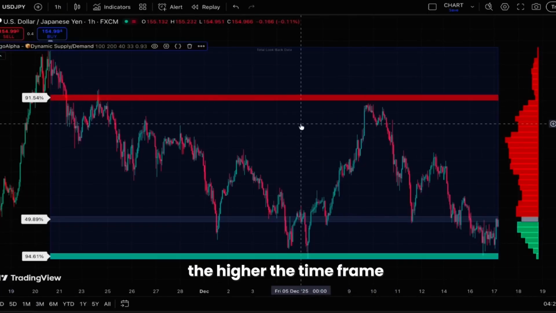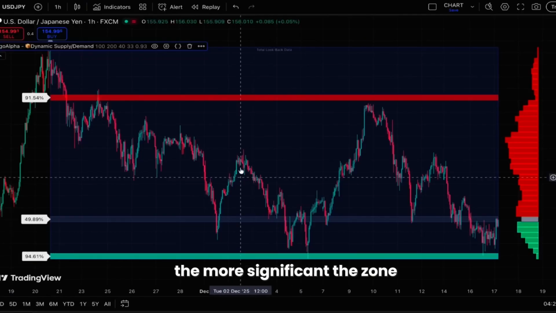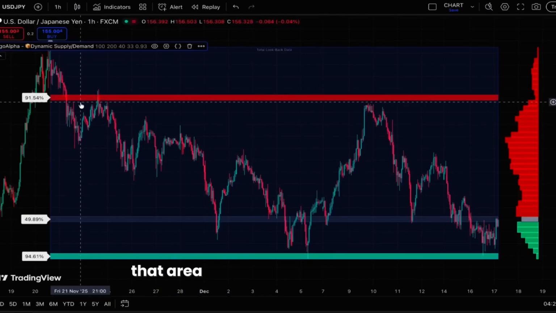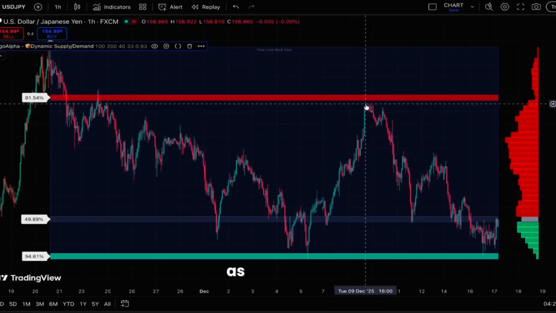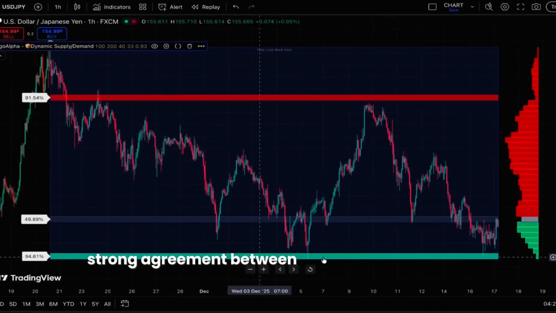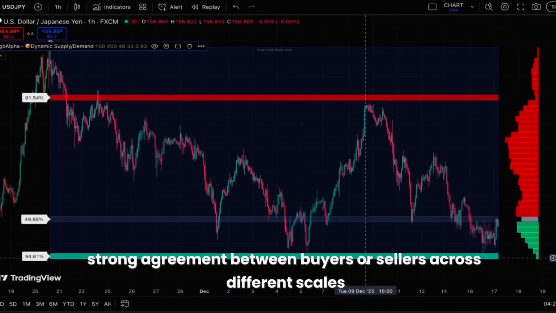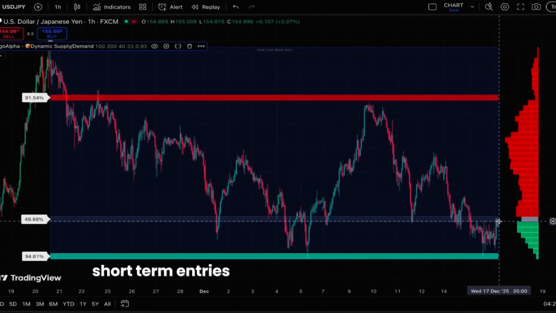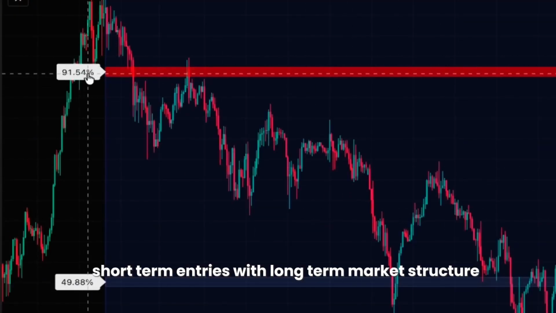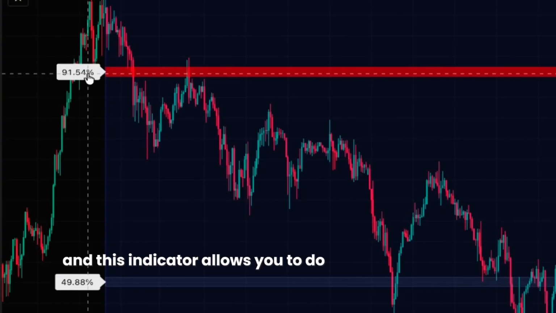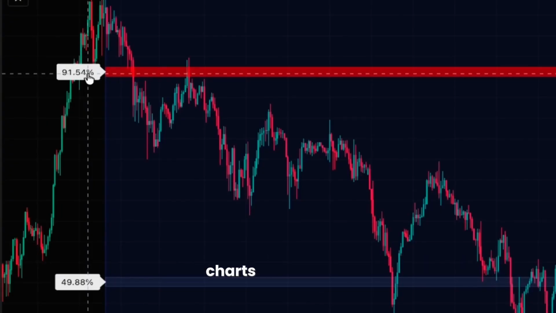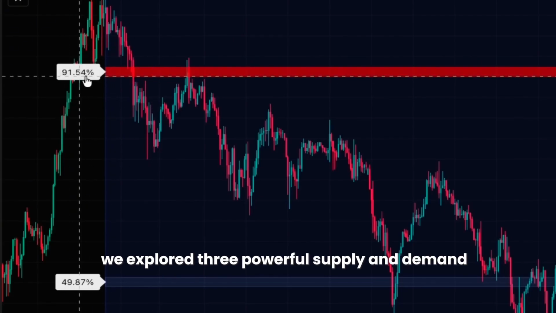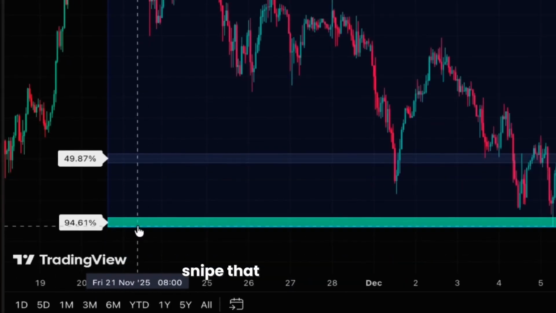The higher the time frame, the more significant the zone. If a 1-hour level overlaps with a 4-hour zone, that area becomes especially important as it represents strong agreement between buyers or sellers across different scales. Multi-time frame analysis helps traders align short-term entries with long-term market structure, and this indicator allows you to do that without constantly switching charts.